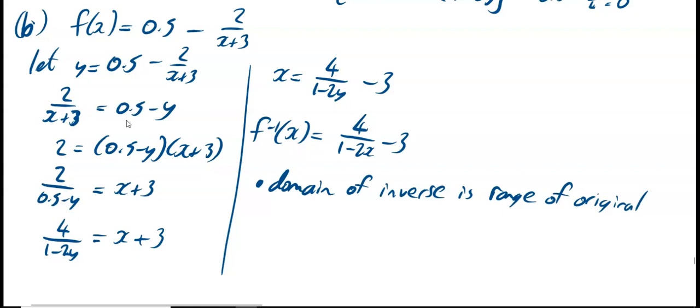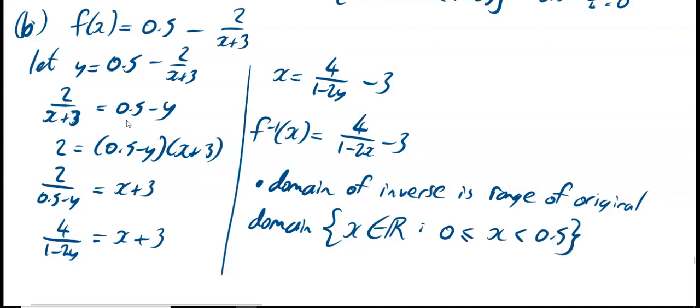So here, and vice versa as well, so that also the range of the inverse is the domain of the original. So the domain is going to be x belonging to the set of reals such that 0 is less than x is less than 0.5, because remember that was our range of my original, so this was my domain.